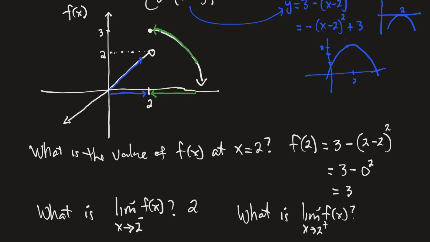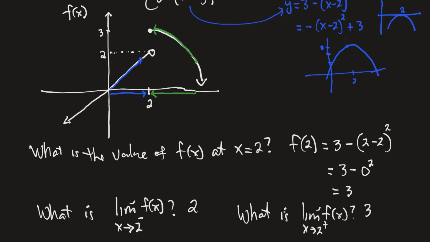And it seems like it's getting closer and closer to that closed-in circle, which we know corresponds to a value of 3. Right? So that is the value of this one-sided limit from the right. So this is 3, right?